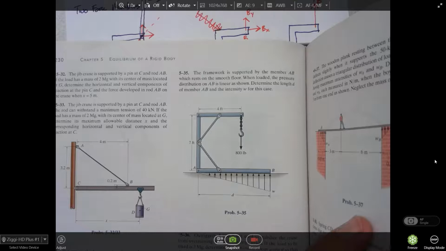I see you all shuffling, and I realized I only had one in your note packet, and I want to do another one. Okay? Okay, so determine the length of member AB and the intensity W for this case.